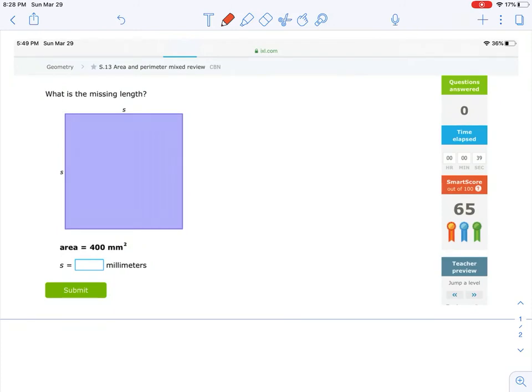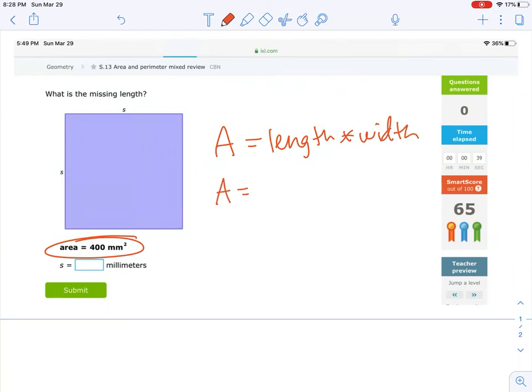This problem wants to know the missing length. It tells us that the surface area is 400 millimeters squared. So we're working backwards. We know area is length times width for a square. The other area formula for a square, since for a square the length and the width are the same, we can say this is s times s, which is s squared.